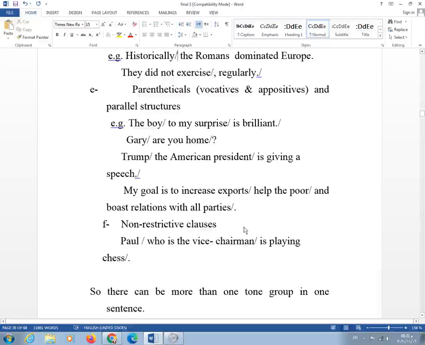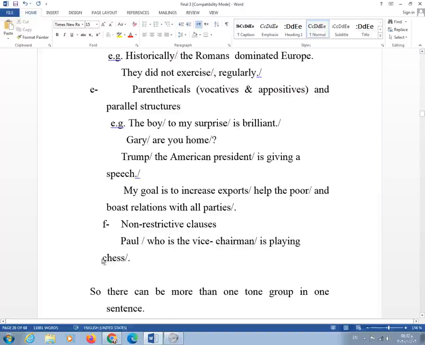Non-restrictive clauses. Here I also want to show them, so I put them between two commas, and it shows right away, making me use separate tone groups or chunks. Bob, who is a vice chairman, is playing chess. Three tones. Bob, rising. Who is a vice chairman, rising. Is playing chess, falling. Here Bob is focus word number one in group one, and in group two, vice chairman. By the way, you can use vice, the vice chairman, vice, because this is a compound word. You put stress on the first word, by the way. Vice chairman is playing chess.